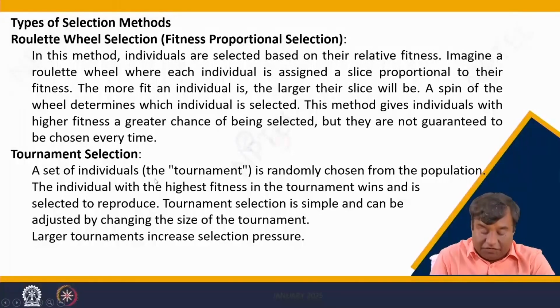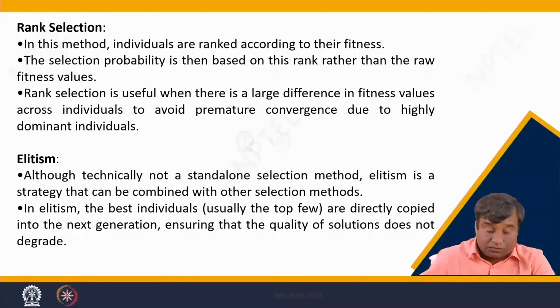Tournament selections. So, a set of individuals, the tournament, is randomly chosen from the populations. The individual with the highest fitness in the tournament wins and is selected to reproduce. Tournament selection is simple and can be adjusted by changing the size of the tournament. So larger tournaments increase selection pressure. So we'll discuss the term selection pressure, etc.